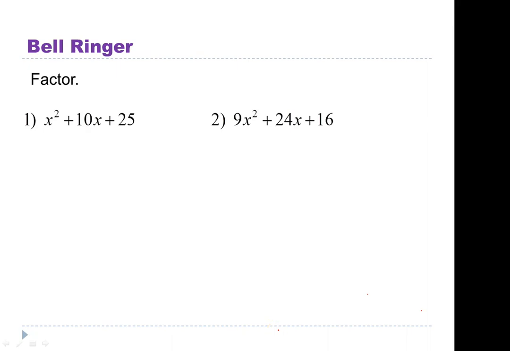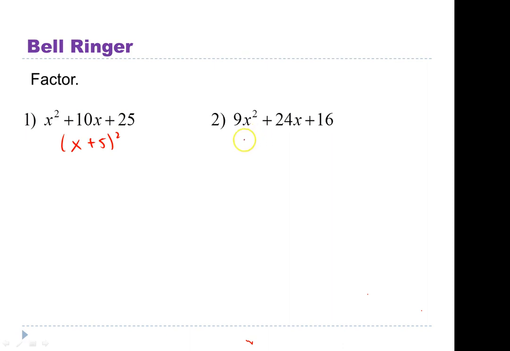Welcome to the section on completing the square method of solving quadratics for the bell ringer. Let's factor these two guys. Hopefully you recognize that x squared and 25 are perfect squares. So this is going to be x plus 5 quantity squared.